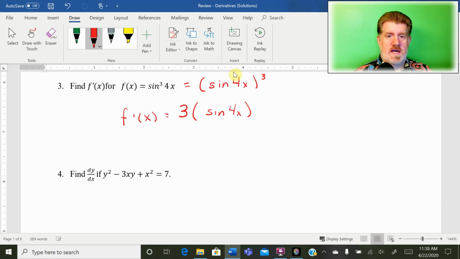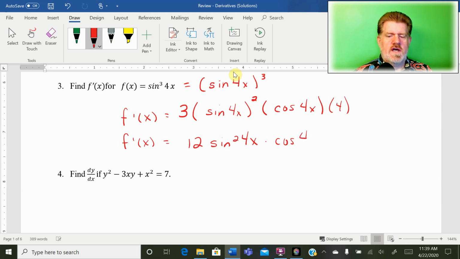It's 3 times this whole thing to the second power, times the derivative of sine, which is cosine of 4x. But we have another one thrown in there: another function of 4x, and its derivative is 4. So when this is all said and done, you're going to get 12 sine squared of 4x times the cosine of 4x, and that's your derivative. Nothing much to do to simplify it. That's just the way it is.